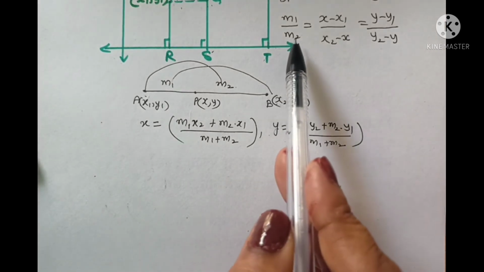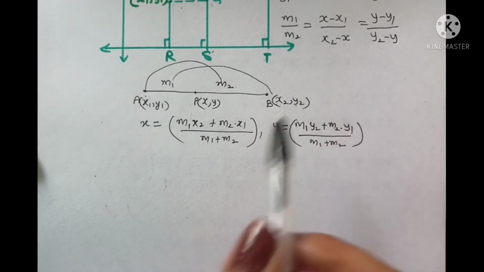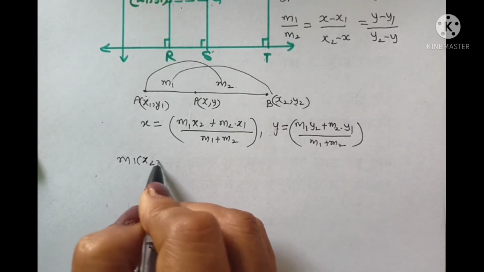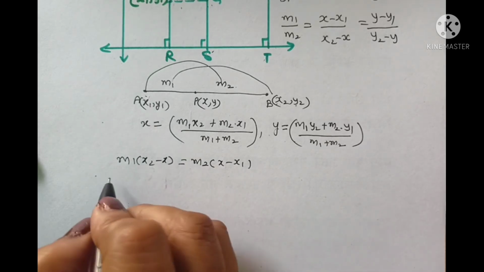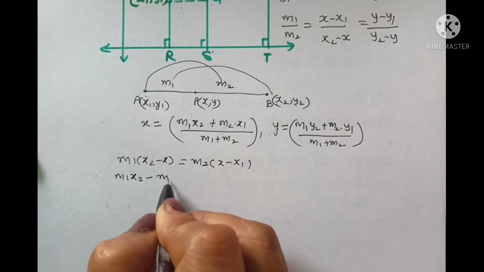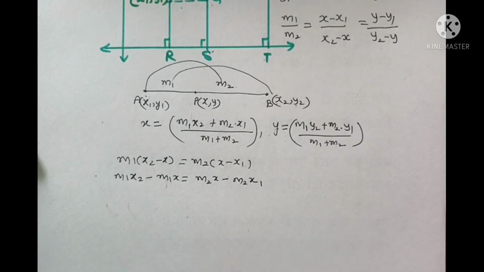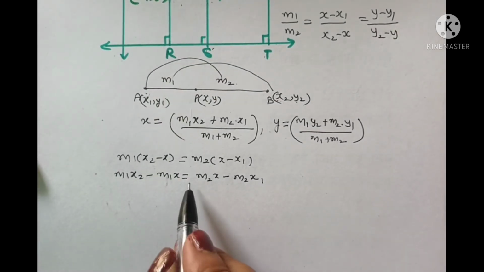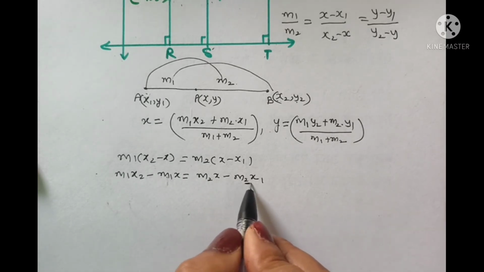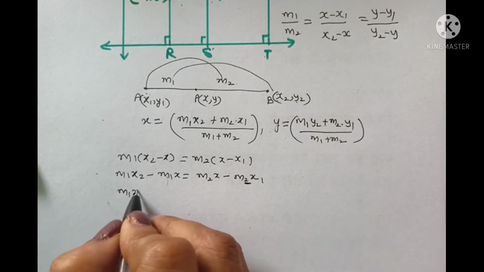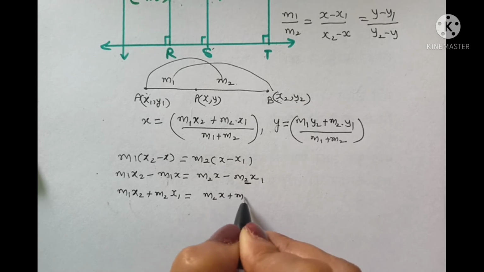So, let us first cross multiply the first two expressions. I have m1 over m2 is equal to this. On cross multiplying, I get m1 into (x2 minus x) is equal to m2 into (x minus x1). On multiplication, m1 x2 minus m1 x is equal to m2 x minus m2 x1. So, let us collect the x terms on one side. Since this is negative, I will take to right hand side and this term I will bring to left hand side. I get m1 x2 plus m2 x1 is equal to m2 x plus m1 x.